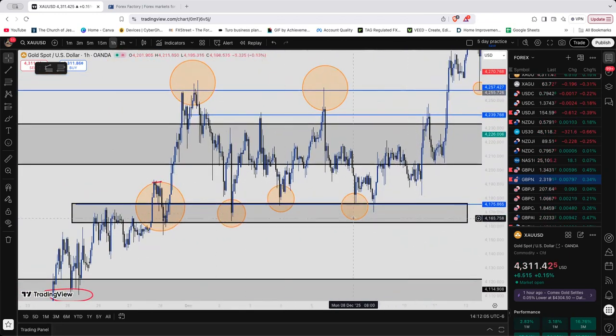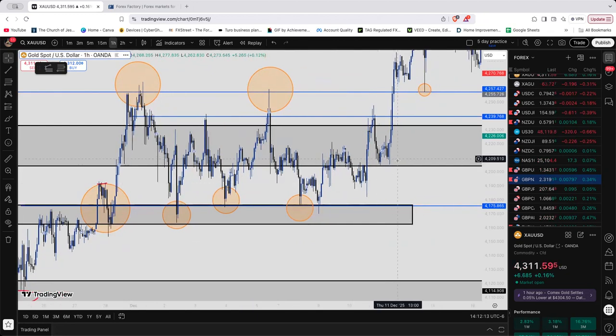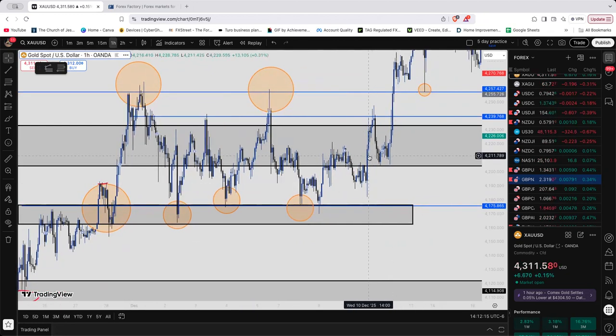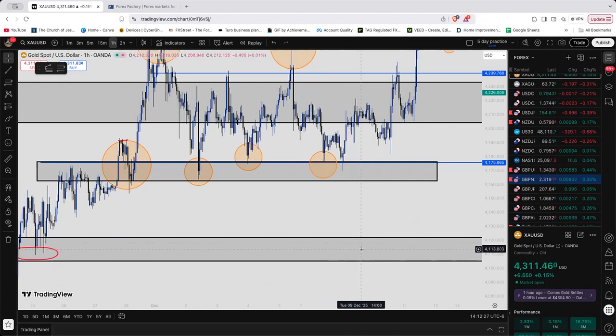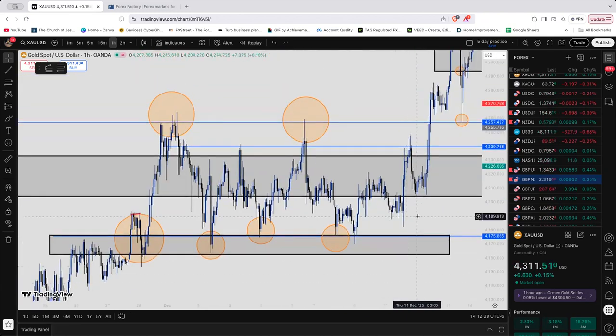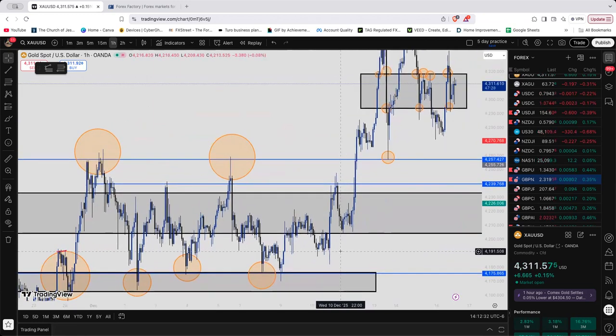We mentioned that this support zone was very important. We mentioned that this resistance zone was important. We mentioned that this was a gold trap. We mentioned that this zone right here was a retest for a buy. We mentioned everything. And we also mentioned that if gold dropped below 63, which was this one right here, we were going to see 4,100, and it didn't. But I want you guys to pay attention to something right now.